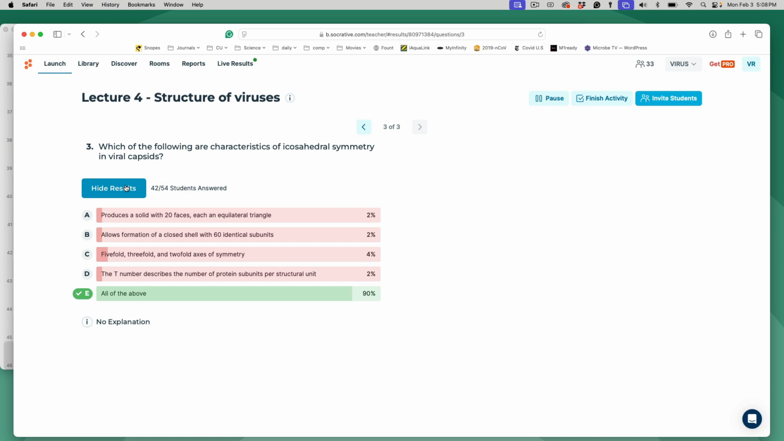Most, it's all of the above. Every one of those is correct. A solid with 20 faces, each an equilateral triangle. You can make a closed shell with 60 identical subunits, 5 3-fold, 2-fold axes, and the T number is the number of protein subunits per structural unit.